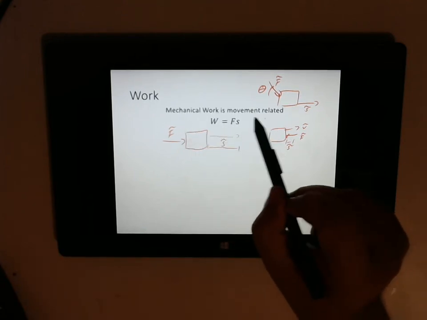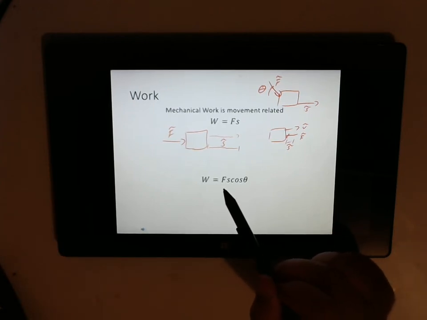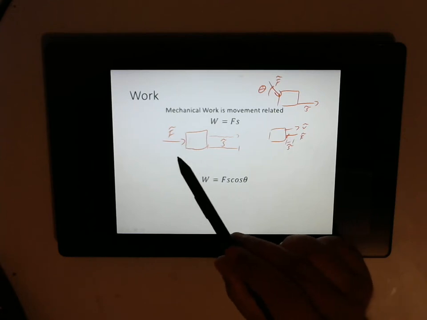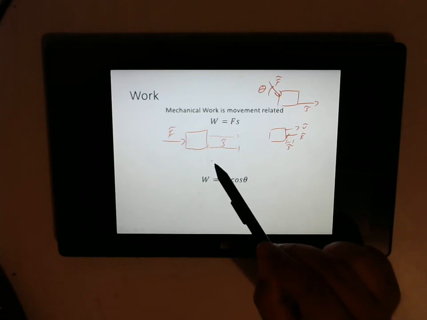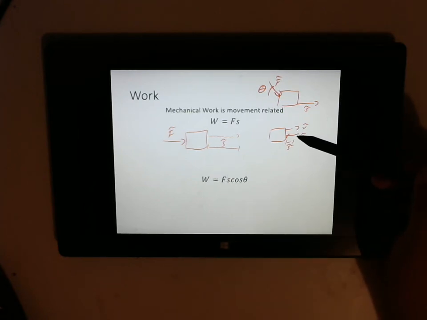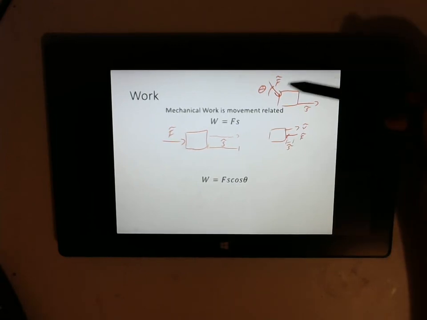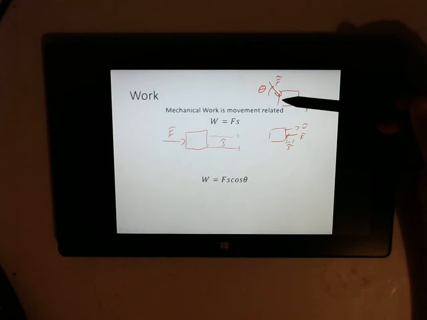Sorry, mechanical work is always about movement related. I just wanted to double down on that. Work equals force times displacement times the cosine of the angle between them. So here, the angle between these is equal to 0, and cosine of 0 is equal to 1. Here, the angle between force and displacement is 180, and the cosine is equal to -1. So this means that we're taking energy out of the system because we're doing negative work. Here, though, the angle is something, and so not all this force is going to go into pushing it across the ground. Some of it's just going to go to pushing down.